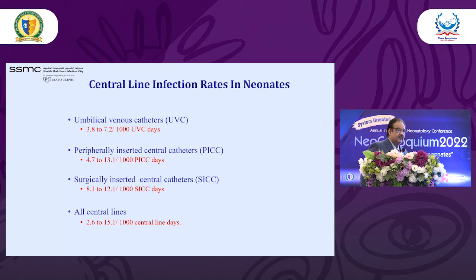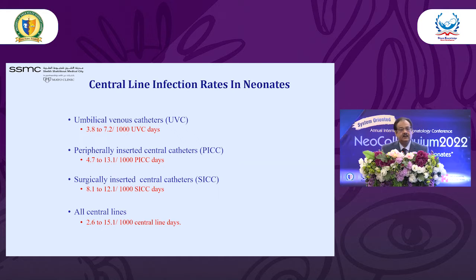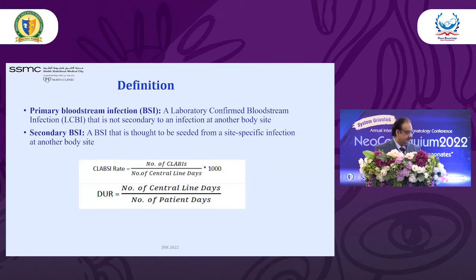These are the central lines which Dr. Irfan talked about. The UVC is the lowest. So if you need a line and the baby is delivered, try to put in the UVC. Don't wait and wonder whether it is needed or not, because this has the lowest infection rate, about 3.8. The PICC line is a little bit higher, then surgically inserted lines are higher than that. The UVC is very easy to insert, and of course, it has less catheter-related infection.